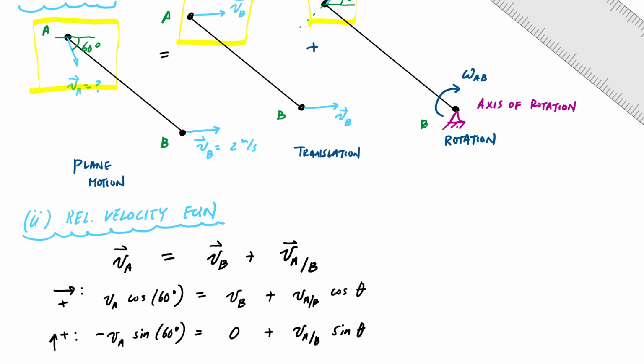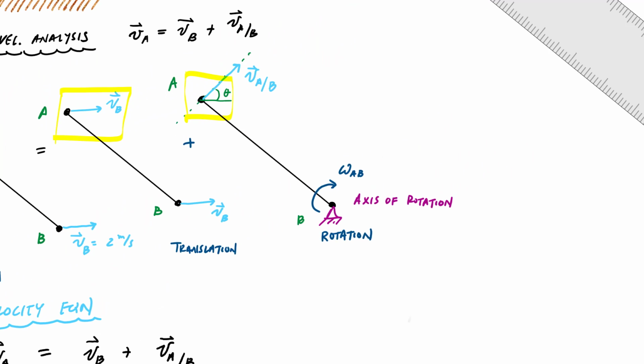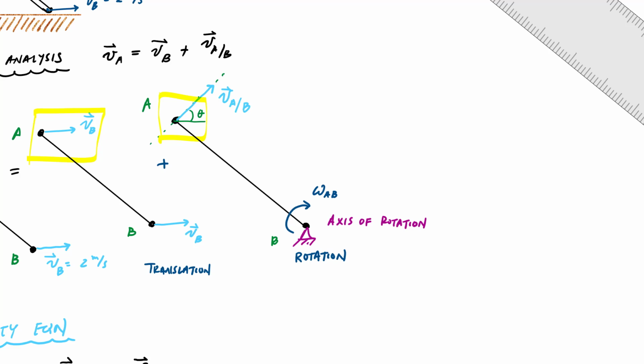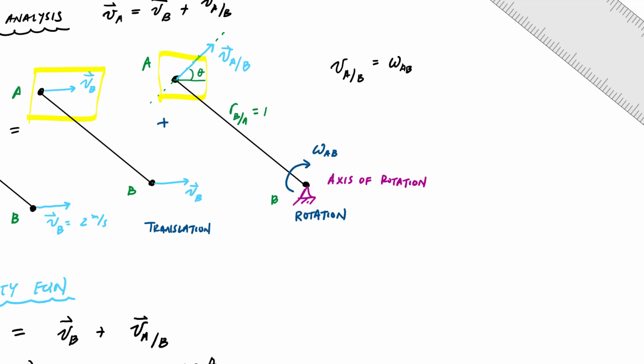And the beauty of this rotation analysis is that the magnitude of VAB is given by my basic rotation equation: the angular velocity AB times the distance from B to A, RBA, which is just 10 meters. This is known. So the magnitude of this velocity is just omega times RBA.